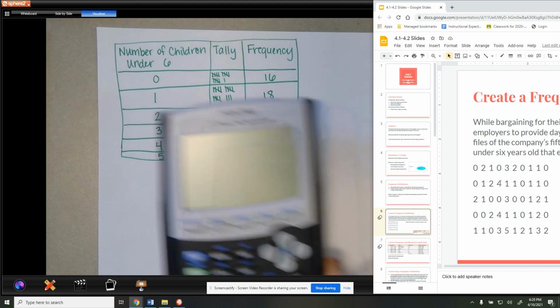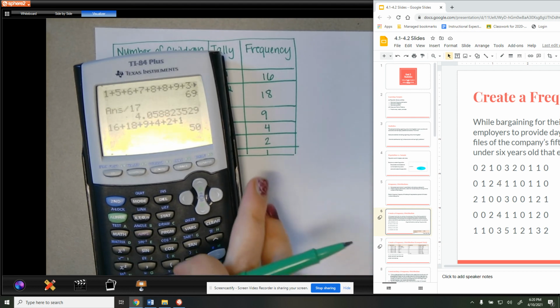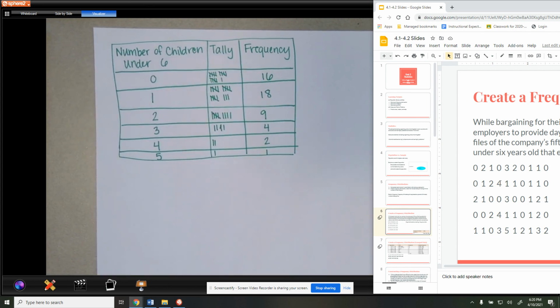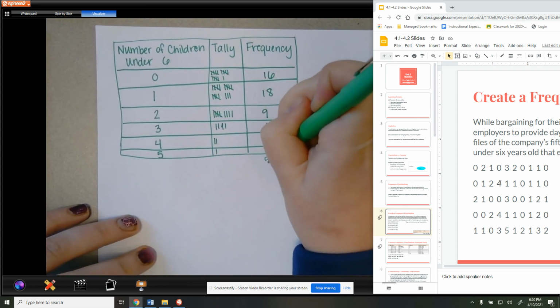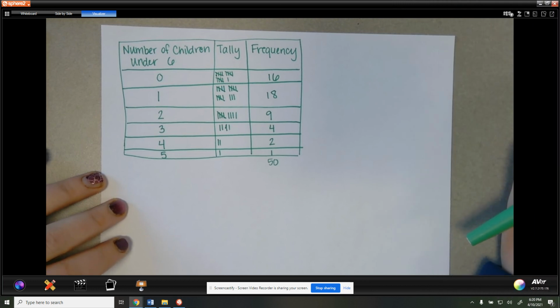So let me just double check that. Make sure I didn't miss any. Yep, we got all 50. Okay, so I will put that over here. Total, we have 50. Alrighty, and so then this is a frequency table. So this would be, pretty good.